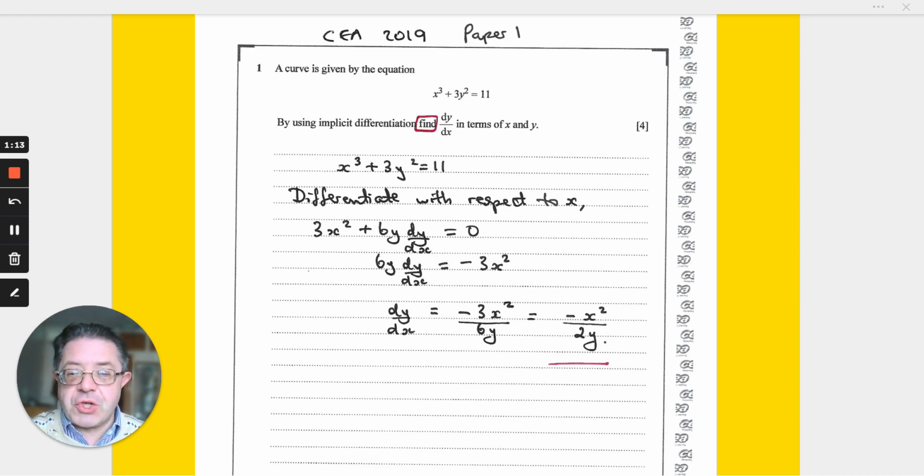So for x cubed, we differentiate to get 3x squared. For 3y squared, if we differentiate with respect to y, we get 6y, but we have to multiply that by dy/dx. So it's been done in terms of x. This is another form of the chain rule, and 11 differentiates to 0. So we rearrange this to make dy/dx the subject. 6y dy/dx equals minus 3x squared. So dy/dx equals minus x squared over 2y.